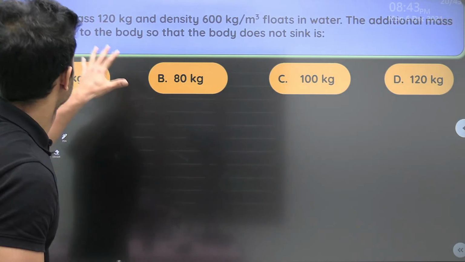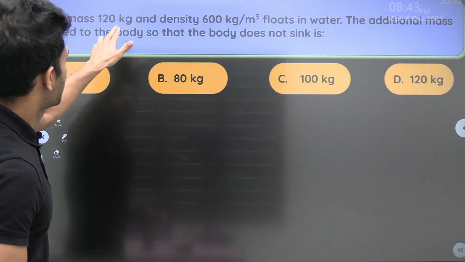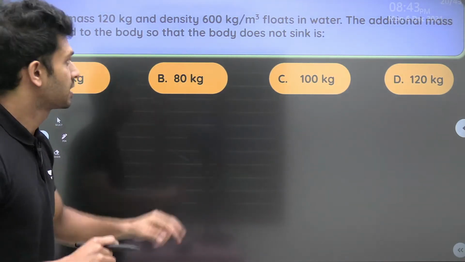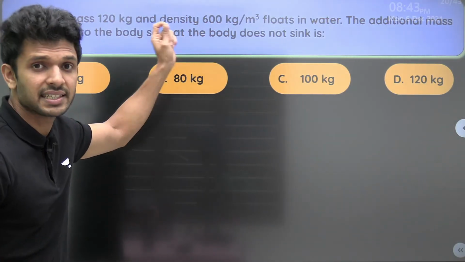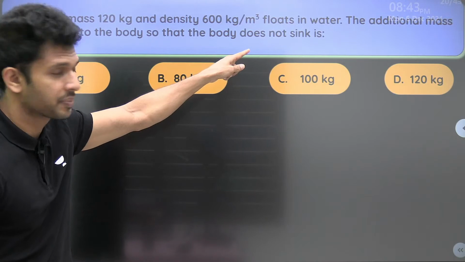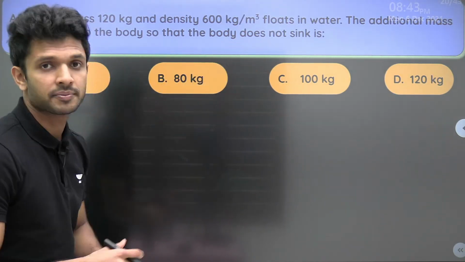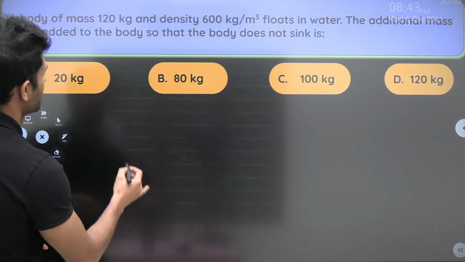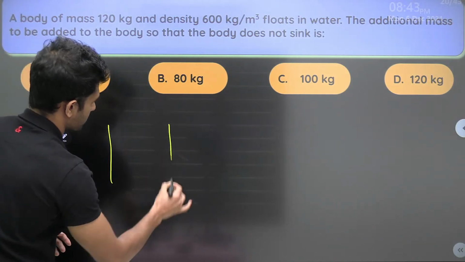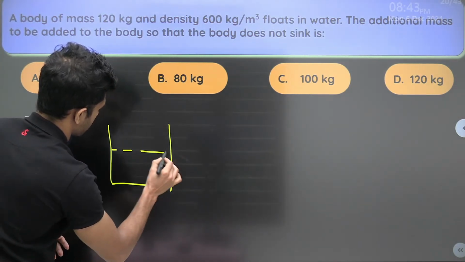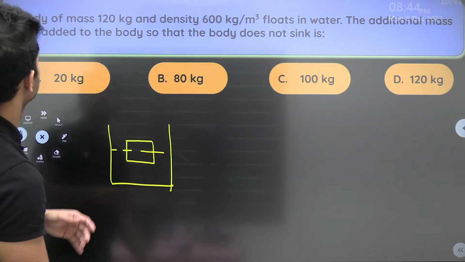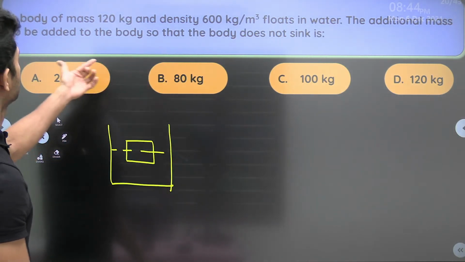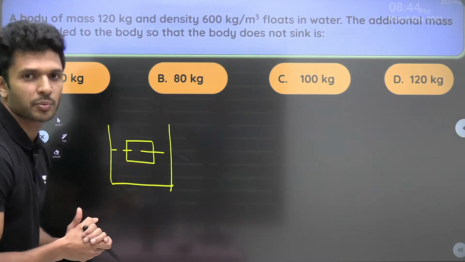Let's do it. A body of mass 120 kilogram, density 600 kilogram per meter cube. This is the density of the material, not water. It is floating in water. If we draw the figure, you will see this particular cube will be in this particular position.